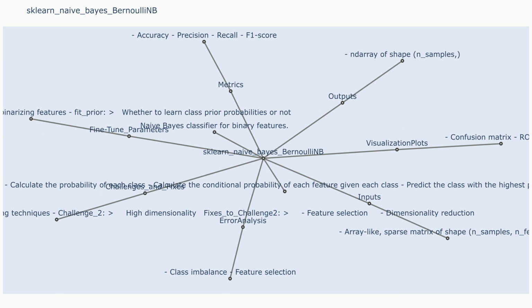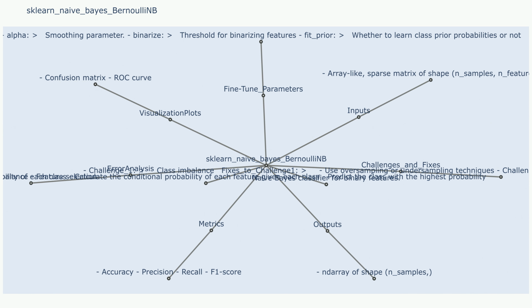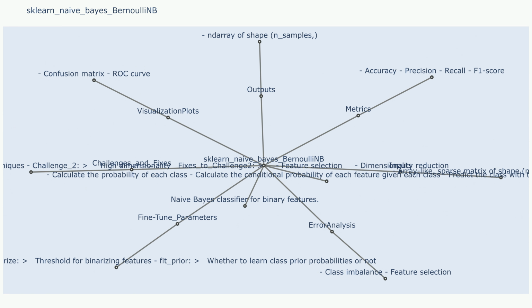Fixes to Challenge 1. Increase the smoothing parameter alpha to reduce the impact of 0 probabilities. Use feature selection techniques to remove irrelevant features and reduce data sparsity. Consider alternative naive Bayes models like multinomial NB, which are better suited for handling sparse data.